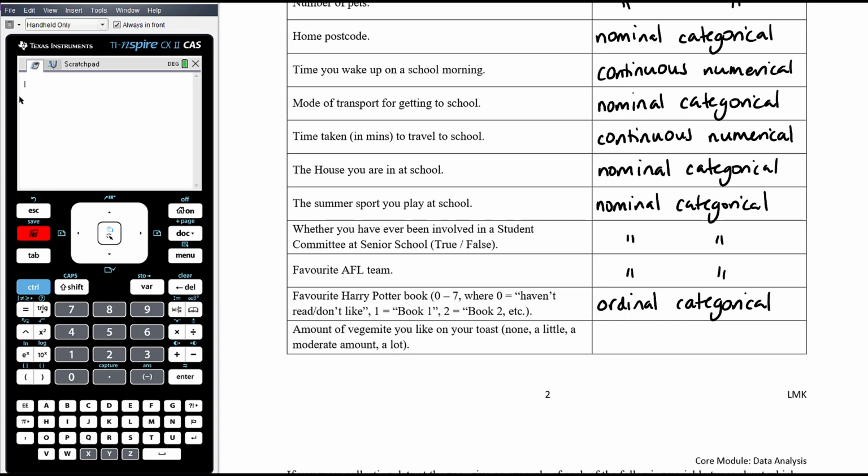And the amount of Vegemite you like on your toast: none, a little, a moderate amount, a lot. So you've got 4 different categories, and again, there's implied order in that. Each one, there's a bit more Vegemite being added. So again, I'm going to go with ordinal categorical for this one here.